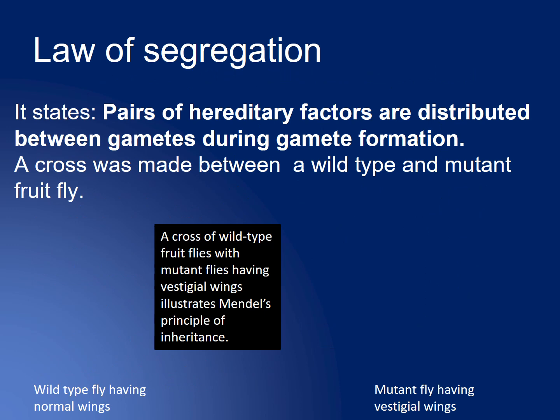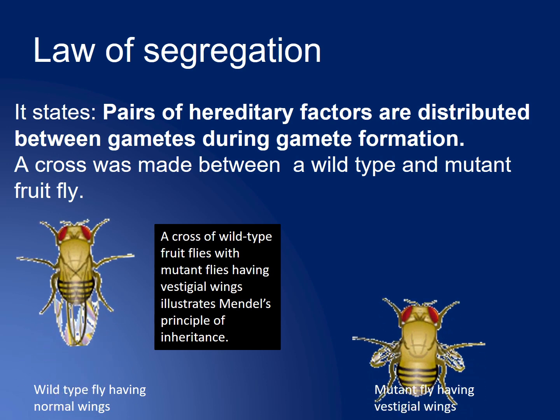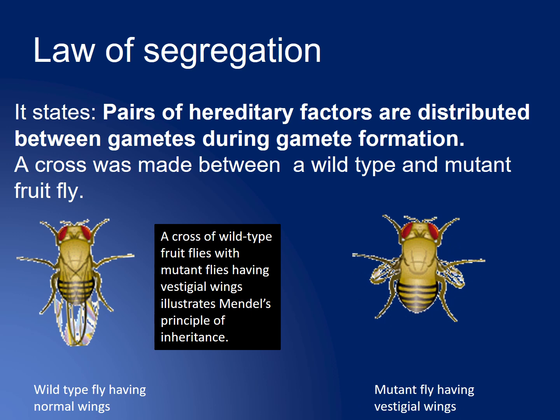Law of segregation. It states pairs of hereditary factors are distributed between gametes during gamete formation. According to this law, 2 coexisting alleles for each trait in an individual separate from each other at meiosis, so that each gamete receives only one of the 2 alleles. These alleles unite again at the random fertilization of gametes when the zygote is formed. A cross was made between a wild type and a mutant fly to illustrate the Mendelian principle of inheritance.